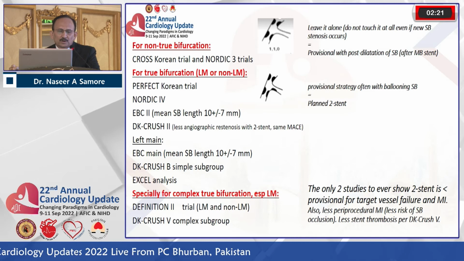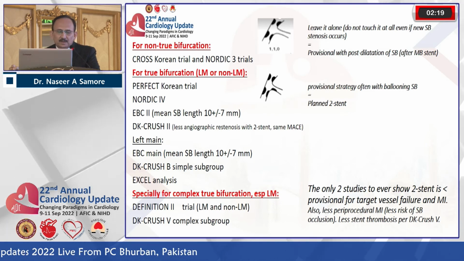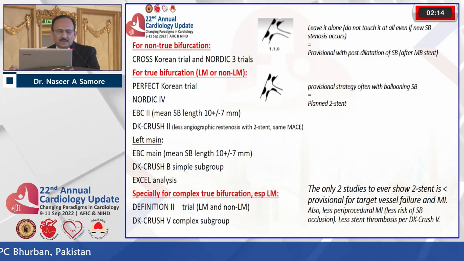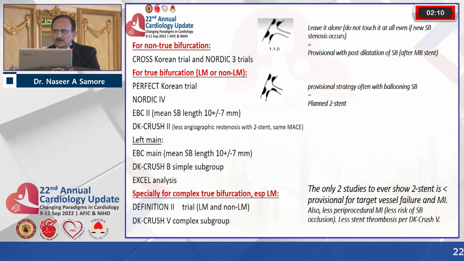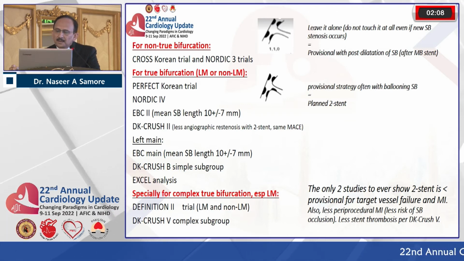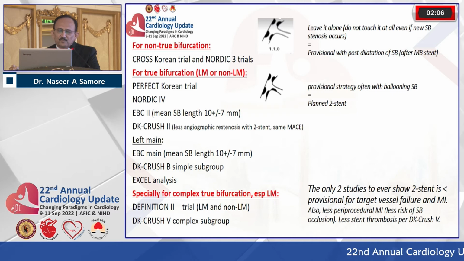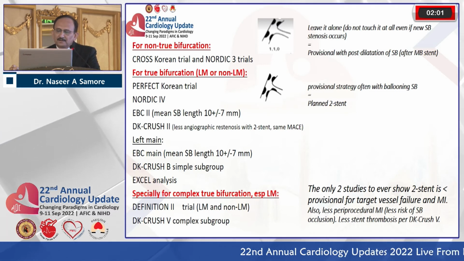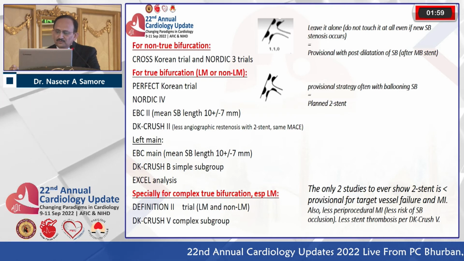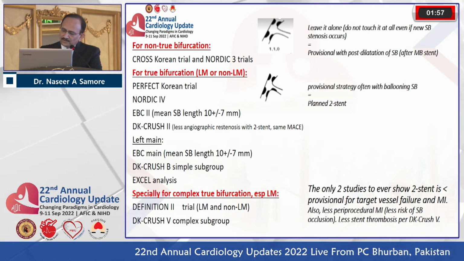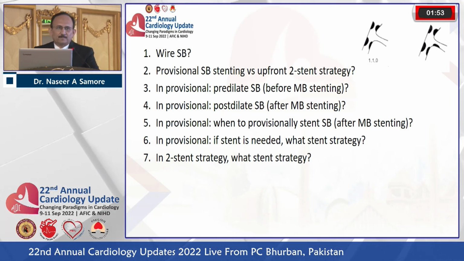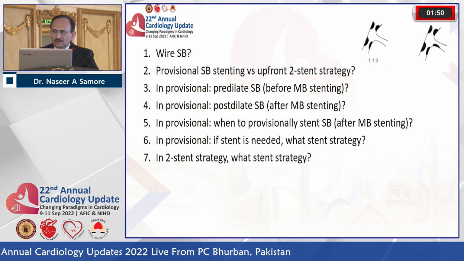There are only two trials available. One included the left main as well as the non-left main subsets, which was the Definition 2, and the DK Crush 5, which included only the left main stem. Here this group was complex true bifurcation lesions, and the upfront two-stent technique showed superiority over the provisional technique.